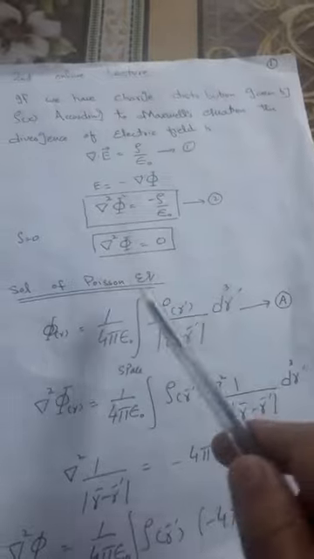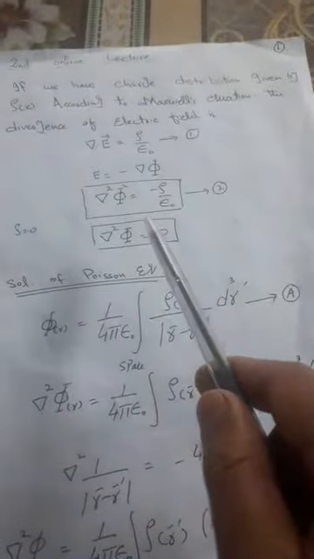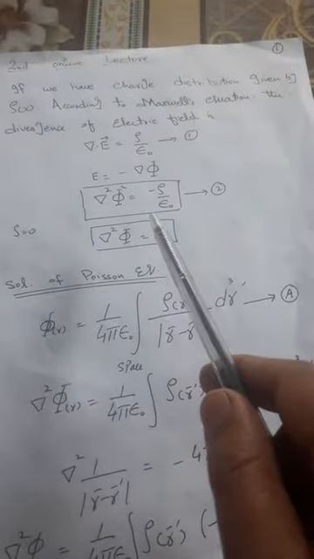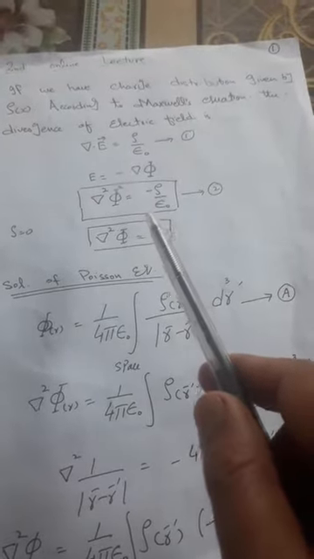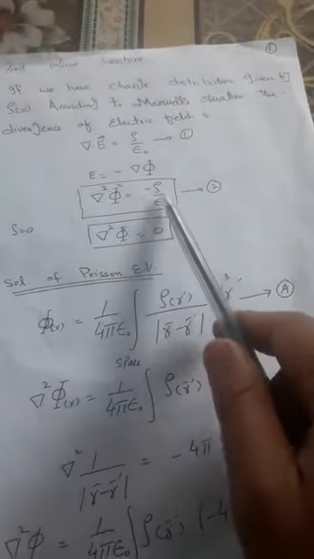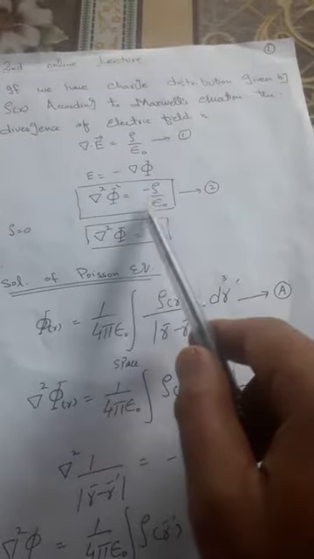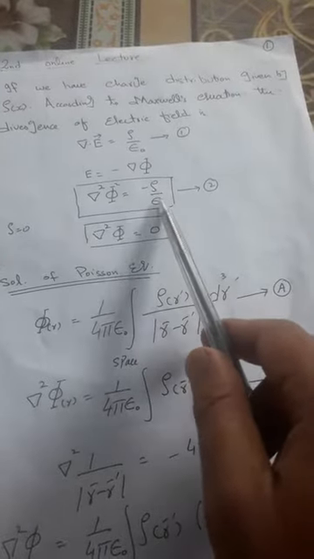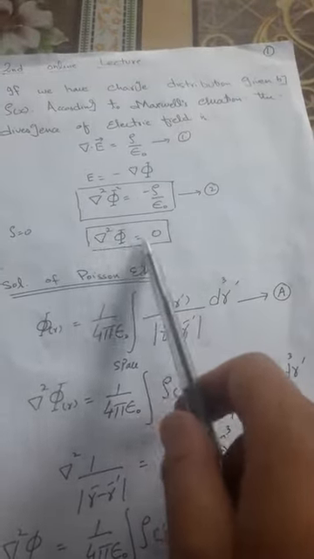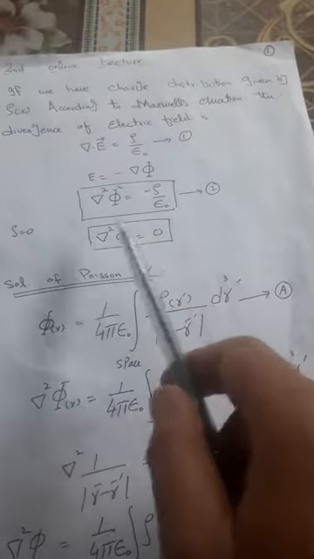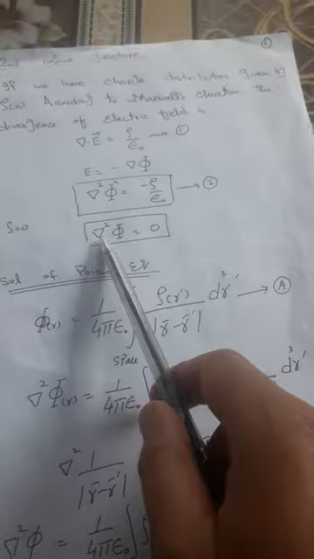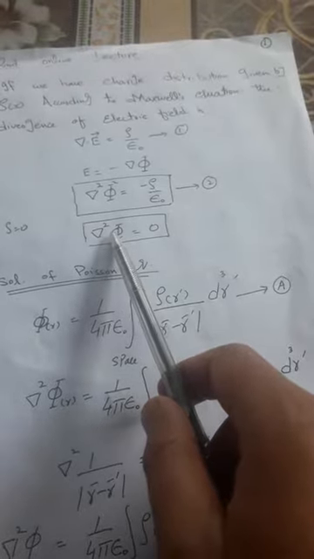Suppose we have a region or space in which we are interested, where there is no source of charge. This means rho is equal to 0. Then if you put rho equal to 0 here, we get del square of phi is equal to 0. This second equation, del square of phi is equal to 0, is known as the Laplace equation, and del square is known as the Laplacian. This is a very important equation.